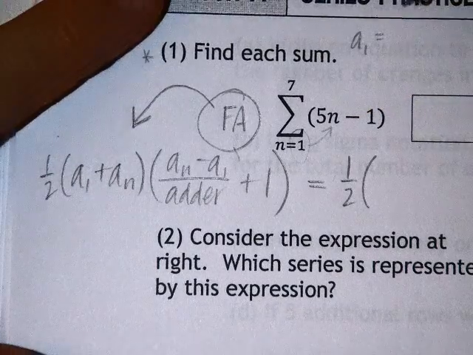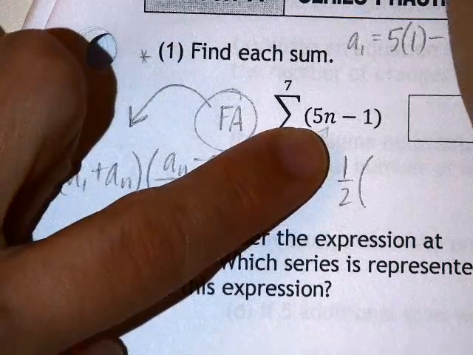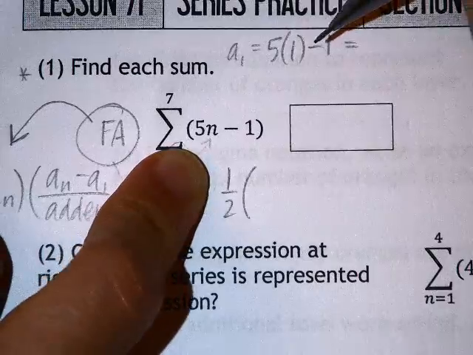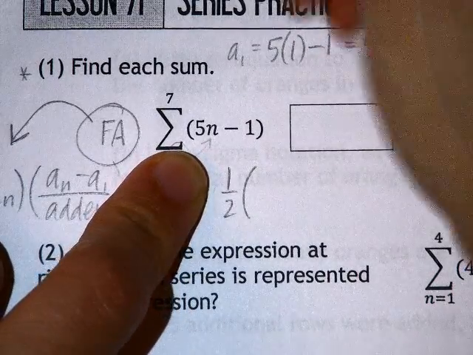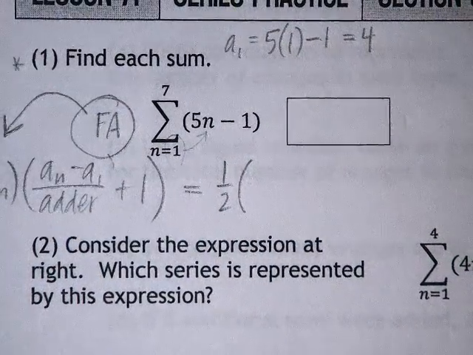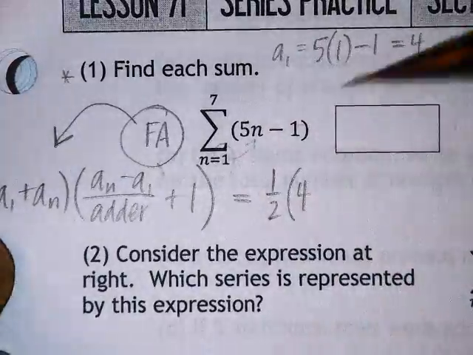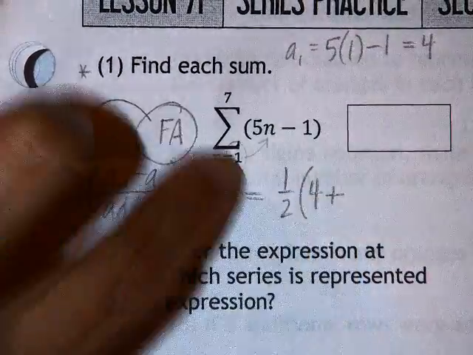So if I want to find the first term, I can plug 1 into that expression, 5 times 1 minus 1, and I can just get the first term algebraically. 5 times 1 is 5, 5 minus 1 is 4, so the first term must be 4. That tips me off then that in my formula, the first term, a sub 1, is going to be 4. Now I need to do plus a sub n.